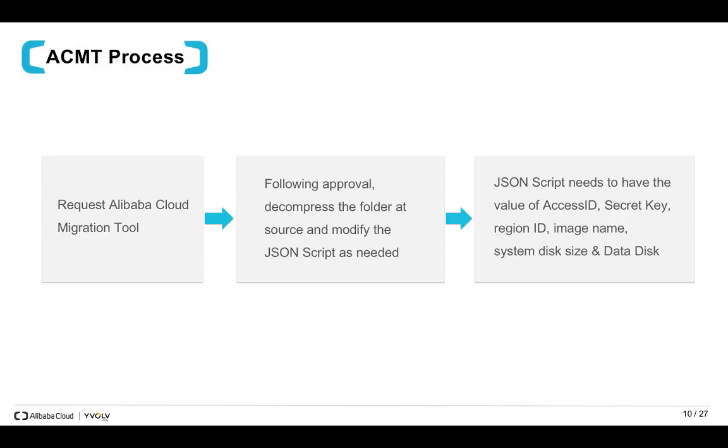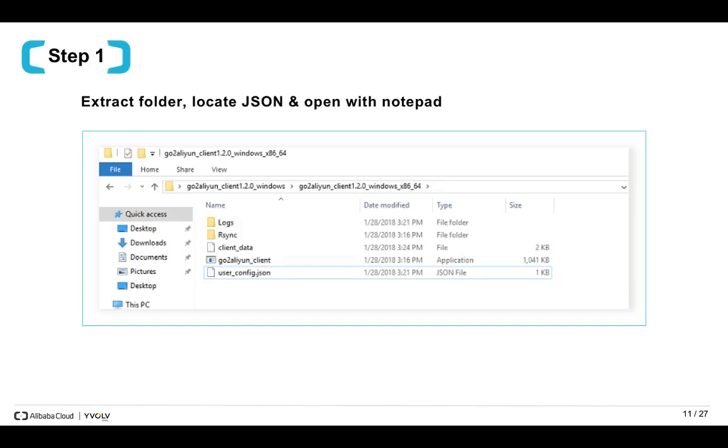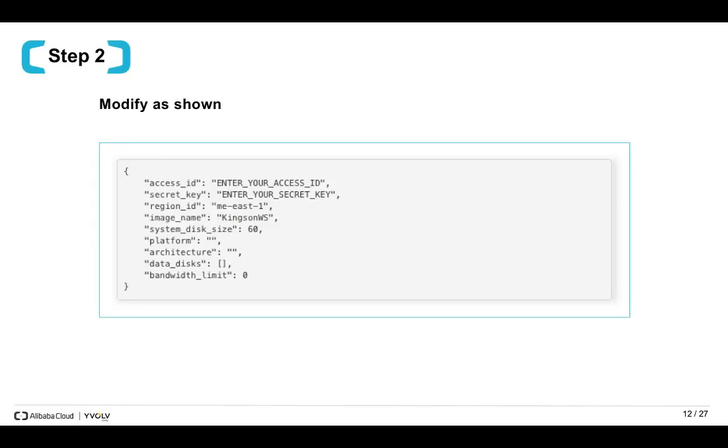If you are going to start Alibaba Cloud Migration Tool to migrate some of your workloads, virtual machines or physical machines, you first have to request Alibaba Cloud Migration Tool, and after following a certain approval process, you will get the source file where you can modify certain critical information to access Alibaba Cloud and migrate all your images to Alibaba Cloud. So this is how the folder looks like, and once you extract the folder, you can see something called user config, which is a JSON file. Open that with Notepad and modify as shown here.